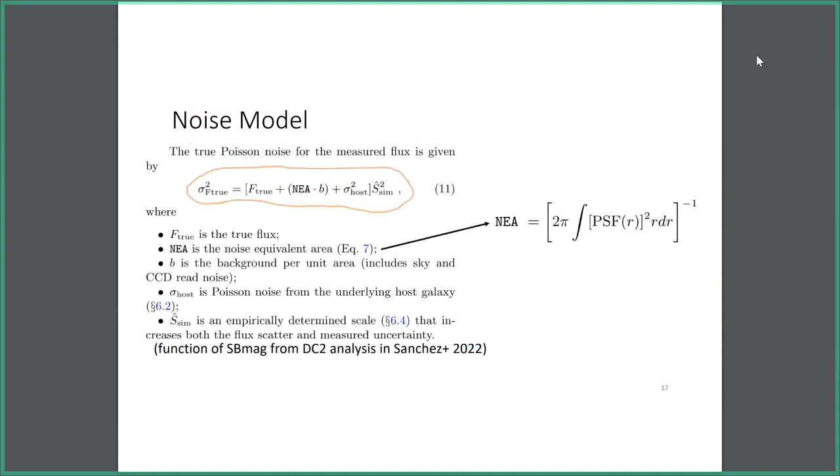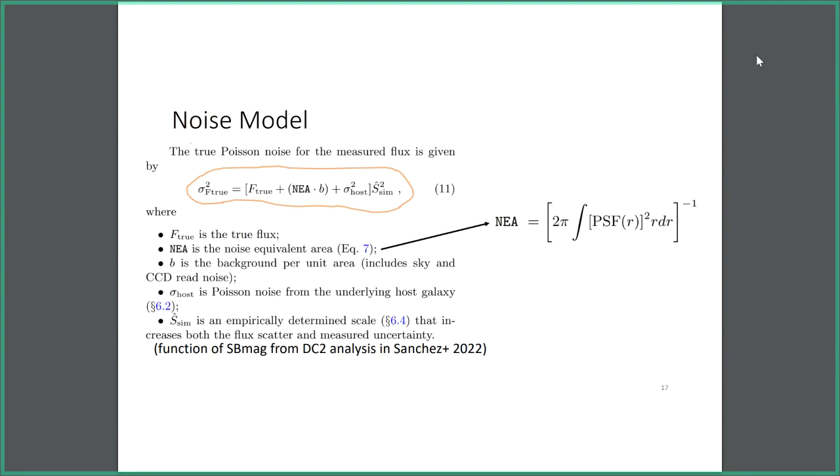For the noise model, it's circled with the orange line. So there's a source, you know, the source itself contributes some noise, but most of the noise typically is from the background sky, which is B times the noise equivalent area. There's also a Poisson noise from the host. And then this S_sim, that's the anomalous noise from bright galaxies. It's empirically observed. We don't really quite understand why it's there. And this comes from DC2, studying DC2.